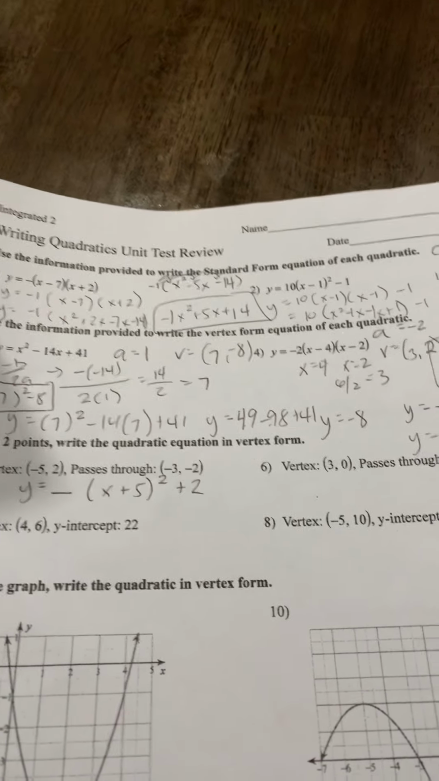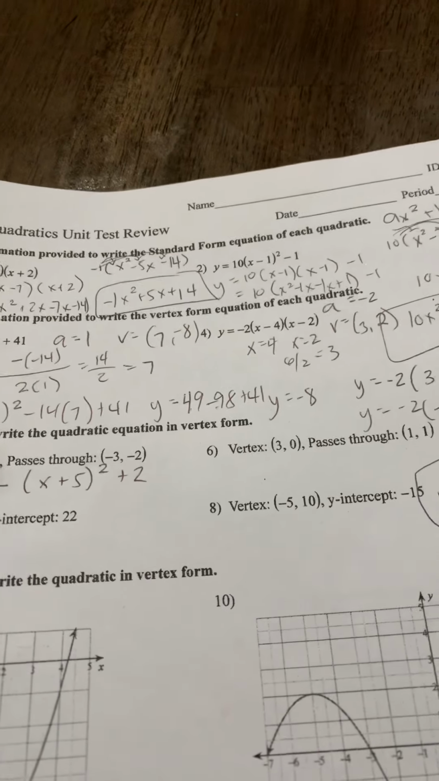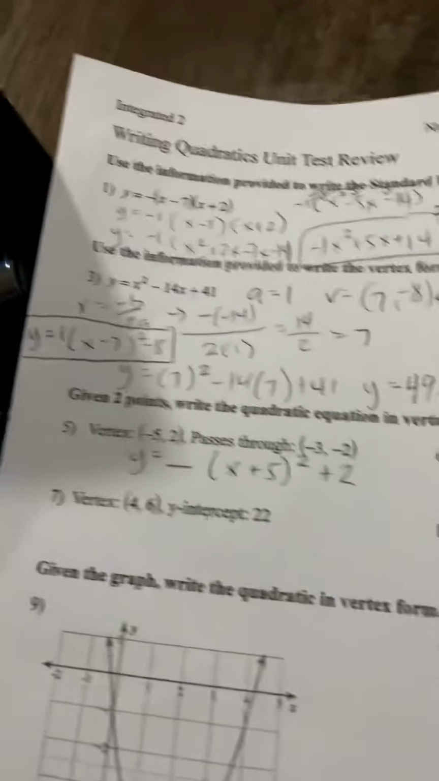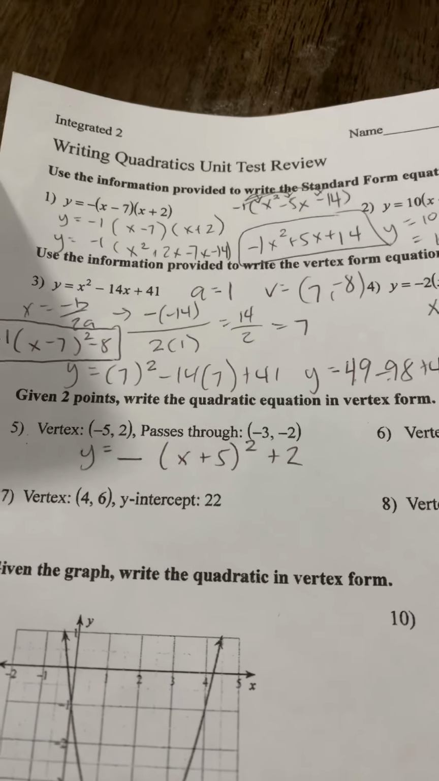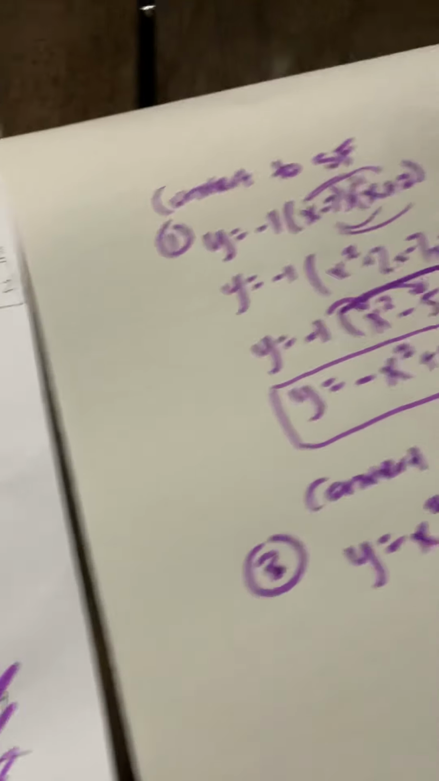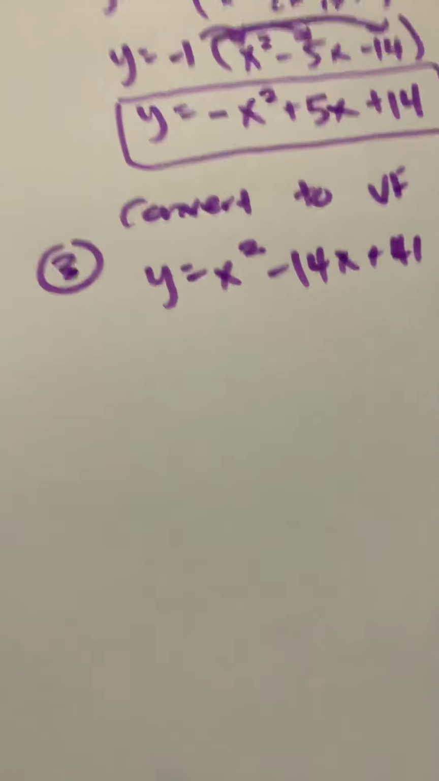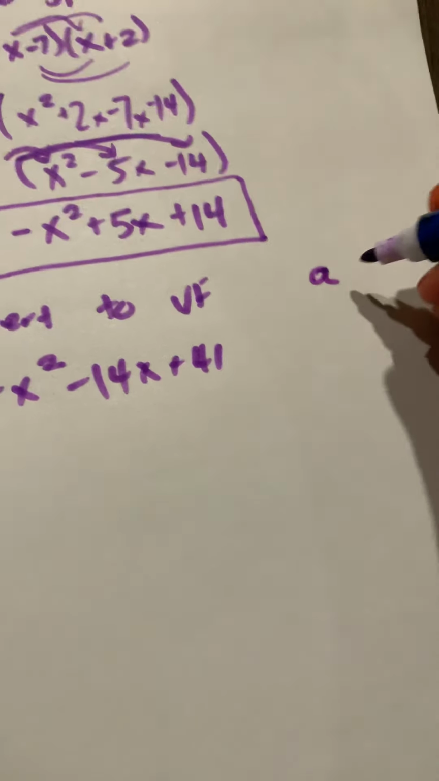For numbers 3 and 4, you're going to convert into vertex form. So I'll go ahead and do number 3 for you. So let me go ahead and write it down. Y equals x squared minus 14x plus 41. So remember that if you ever want to write something into vertex form, you need two things. You need a, so I'll write that right here. I need a, and I need the vertex.